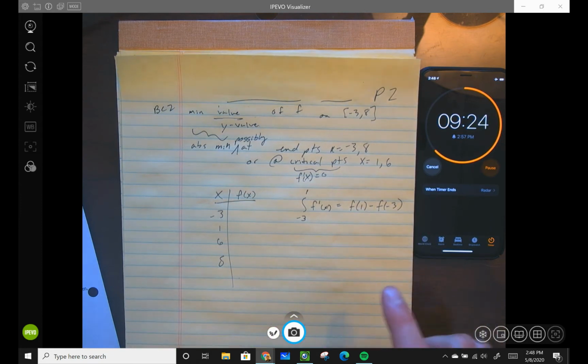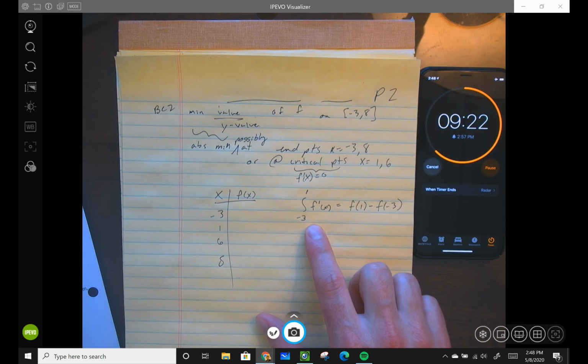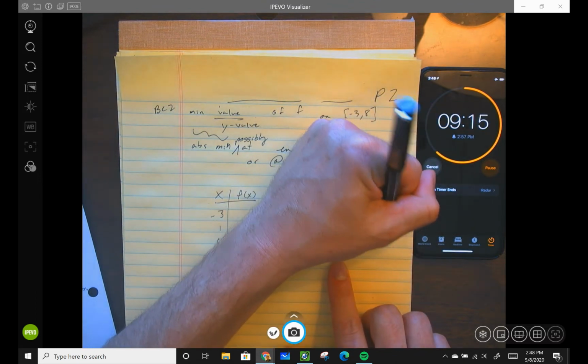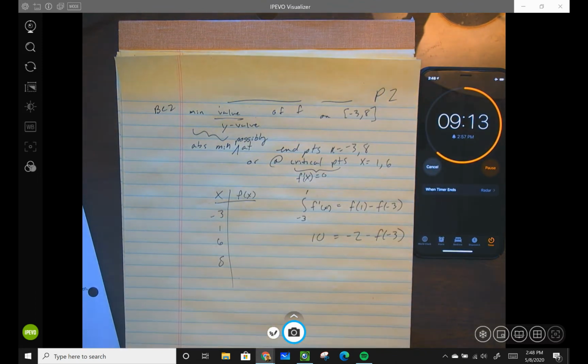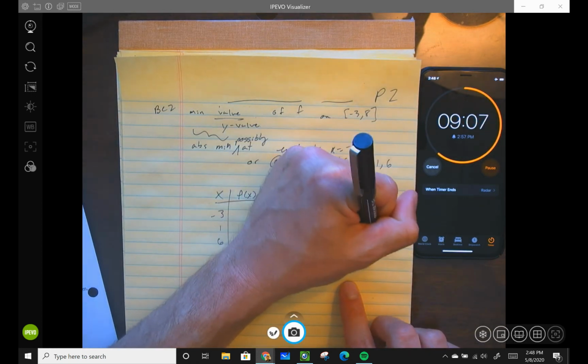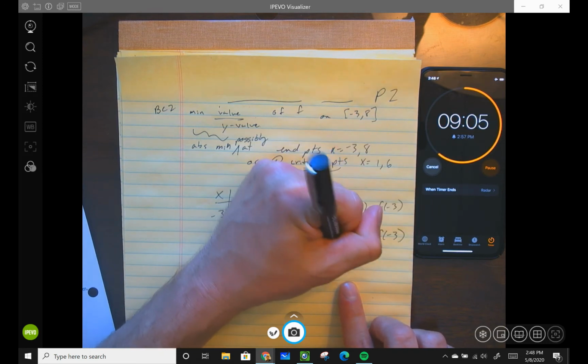So the area under the curve from -3 to 1 is 10. Equals f of 1, which is -2, minus f of -3. I mean, once you see me do this, you're going to realize that the fundamental theorem is so nice. So then add 2, you get 12, equal negative f of -3. So -12 equals f of -3.